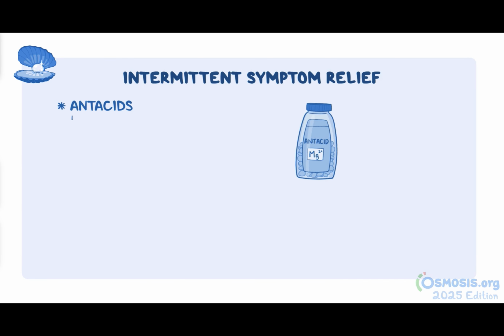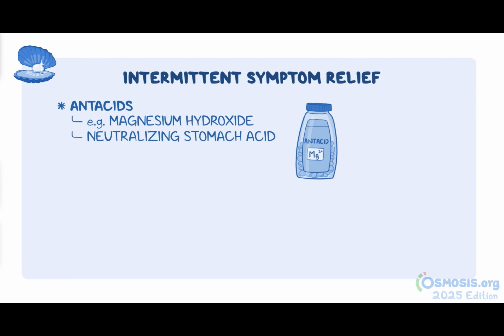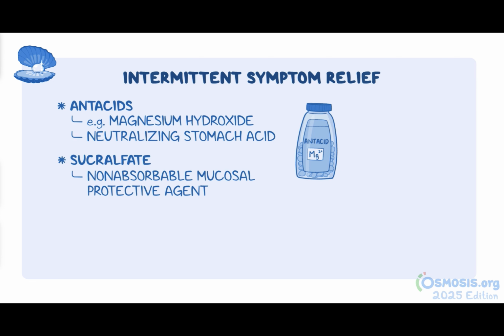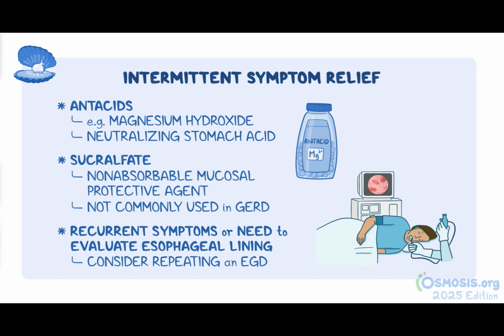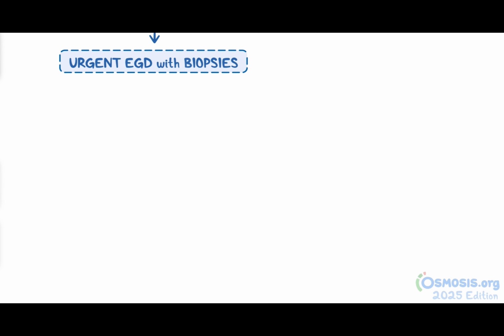Now here's a clinical pearl to keep in mind. For intermittent symptom relief, you can also opt for antacids, such as magnesium hydroxide, which work by neutralizing stomach acid. On the flip side, sucralfate, a non-absorbable mucosal protective agent, is not commonly used in GERD treatment outside of special situations. Finally, if your patient experiences recurrent symptoms or you need to evaluate the healing of the esophageal lining, consider repeating an EGD.